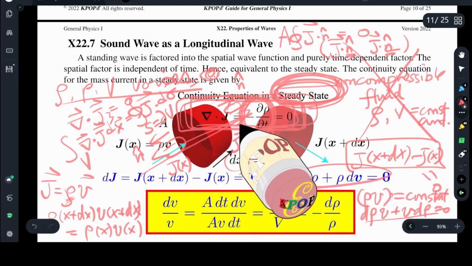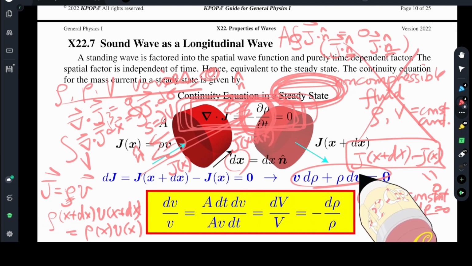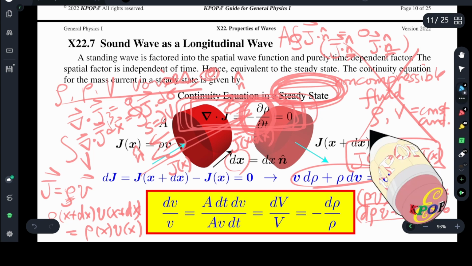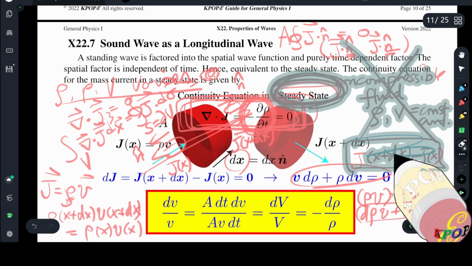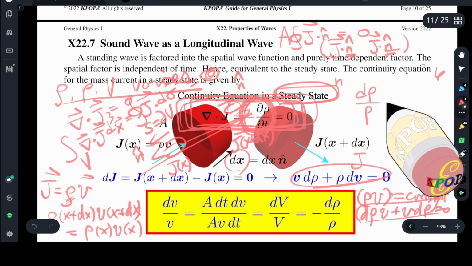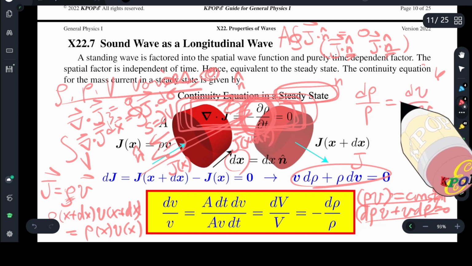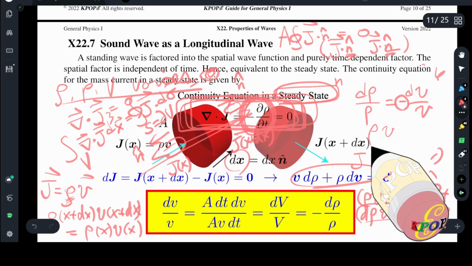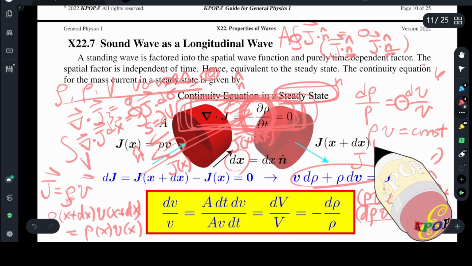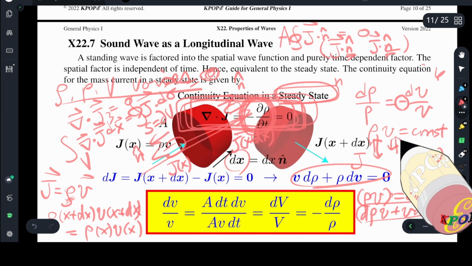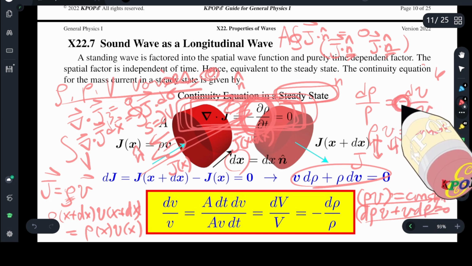Because the velocity direction is fixed, I don't have to keep the vector expression. This can be just a scalar. From this, I can take the ratio: d rho over rho equals dv over v, but with a negative sign. The reason is that the product rho v is a constant. If one increases, the other decreases.